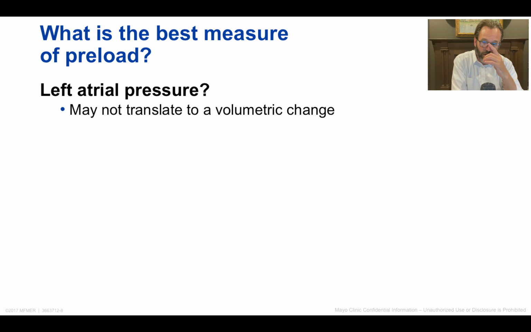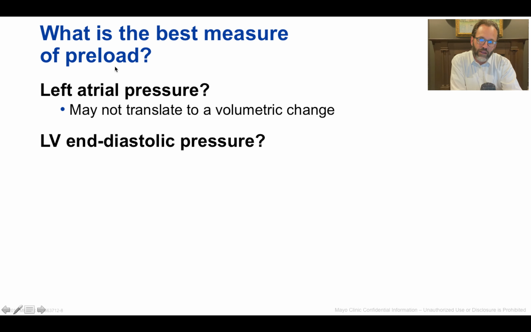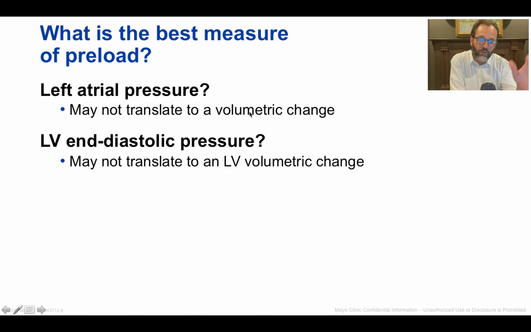Well, the problem there is that left atrial pressure, and any pressure that's measured within the heart, might not actually translate to a volumetric change, based off of the compliance of the ventricle and the pericardium, or the sac around the left ventricle, that might alter compliance and ultimately not give an accurate representation of the relationship between volume change and pressure change. Potentially, you could say, well, maybe left atrial pressure is bad, but maybe left ventricular end-diastolic pressure is a little bit better. Well, it is a little bit better, but it suffers the same limitation as what you would see with left atrial pressure.